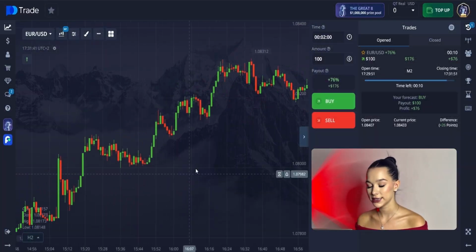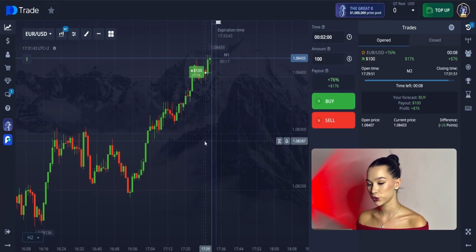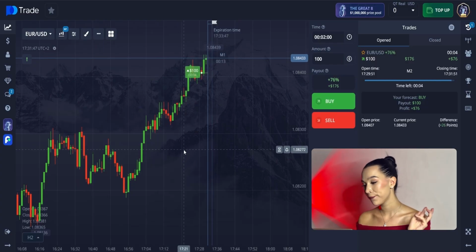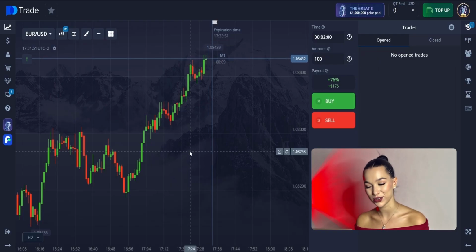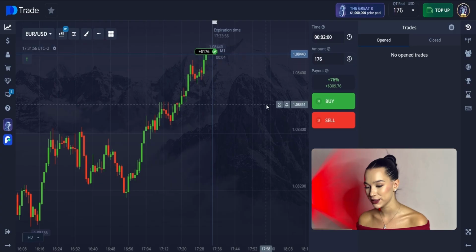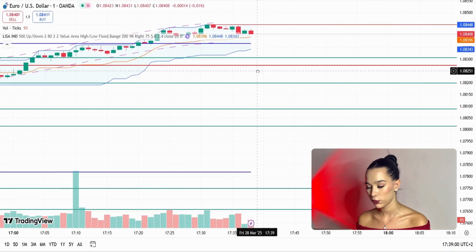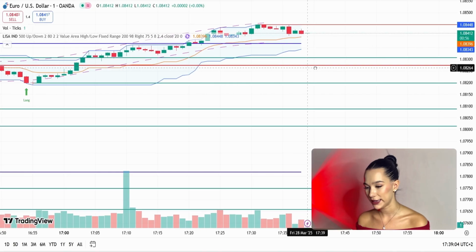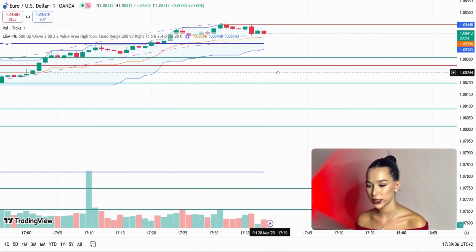So here is 10 seconds till the end of our trade, guys, and we are definitely in the plus. So it's 4, 3, 2, 1. Boom, we close this trade in plus, guys. Okay, perfect. So now we change our amount of money per trade, and we're gonna come back to TradingView with my indicator to understand what trade we need to open next.